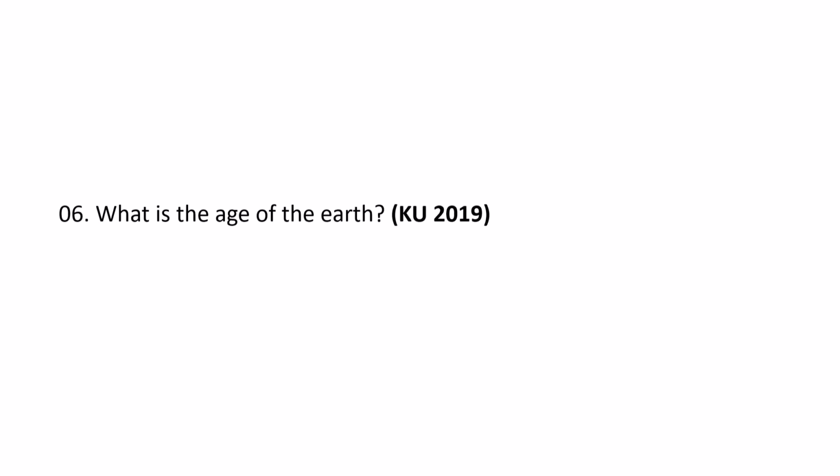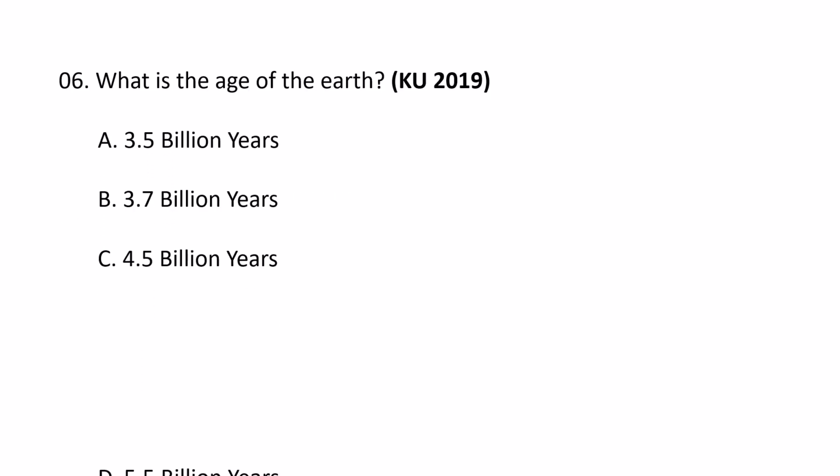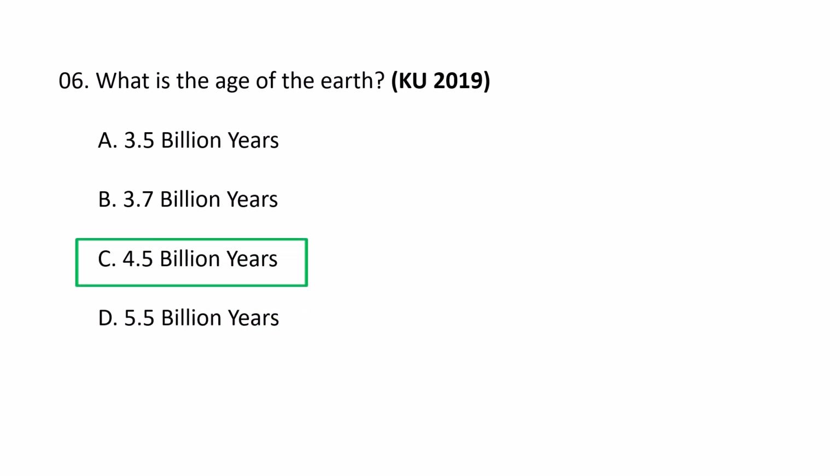Next question. What is the age of the Earth? Very simple, straightforward question. A. 3.5 billion years, B. 3.7 billion years, and C. 4.5 billion years, and D. 5.5 billion years. The age of the Earth is about 4.5 billion years. Scientists think that by about 4.3 billion years ago, Earth may have developed conditions suitable to support life. And the oldest known fossils, however, are only about 3.7 billion years old.